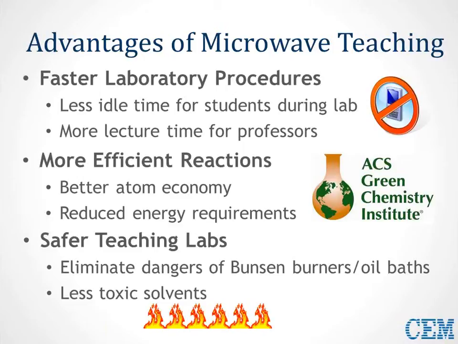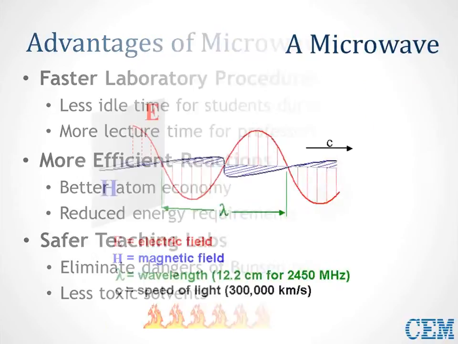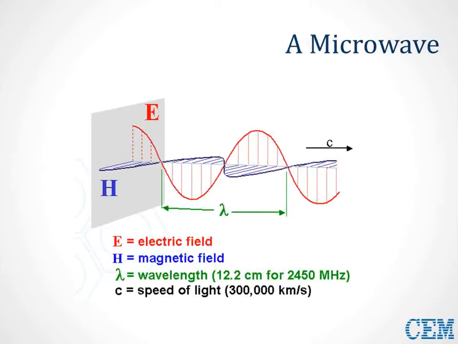What do I mean by that? Is that you don't have to worry about having open flames, Bunsen burners in the lab, and you also don't need to have oil baths that students can potentially burn themselves on. And I mentioned before the fact that you could actually switch from more toxic solvents to something that's less toxic and less hazardous for the students to be exposed to. Again, it improves the safety for the students.